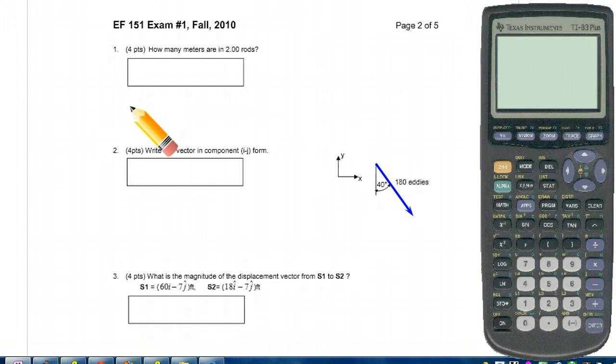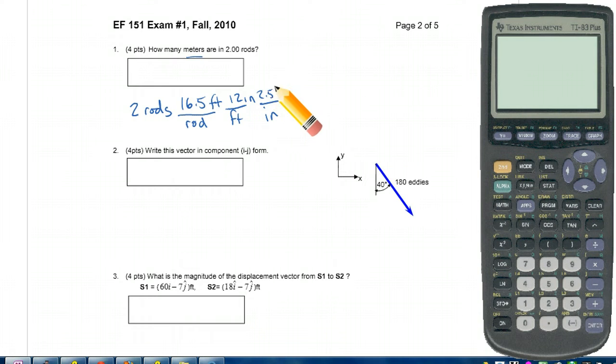So to work this problem, we're going to start with 2 rods. We're given the fact that one rod is equal to 16.5 feet. Okay, we want to get to meters. So I don't know the conversion, and we expect you to know conversions like 1 foot, 12 inches, and 1 inch, 2.54 centimeters, and 100 centimeters in a meter.